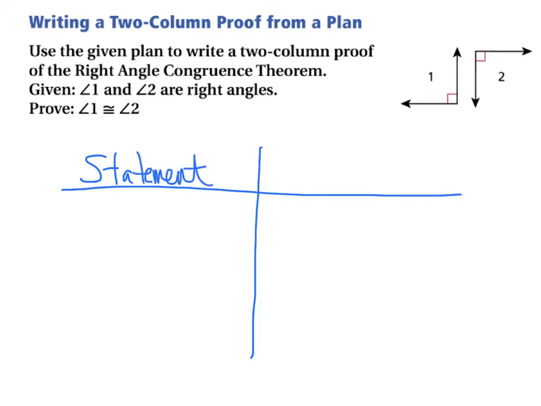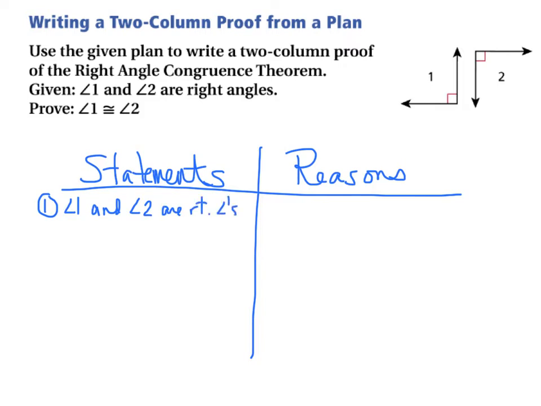So let's do our statements and our reasons. So 1, angle 1 and angle 2 are right angles. And our reason would be because they are given.